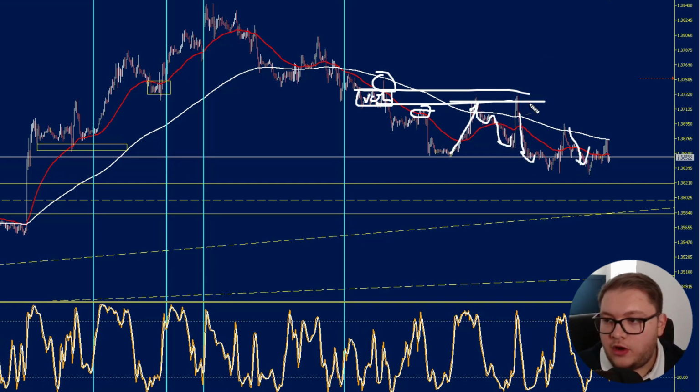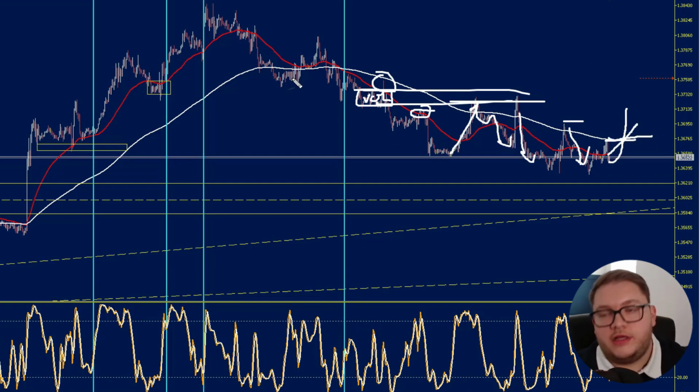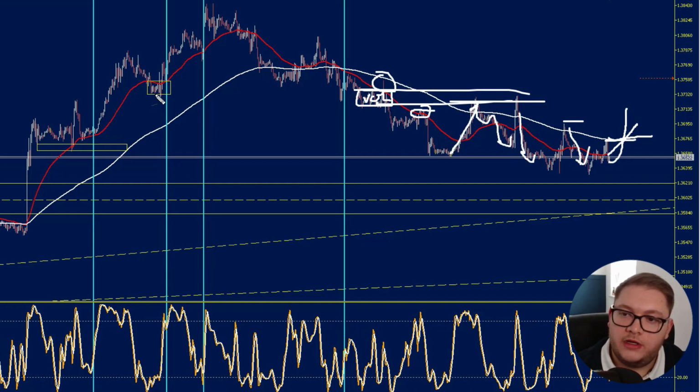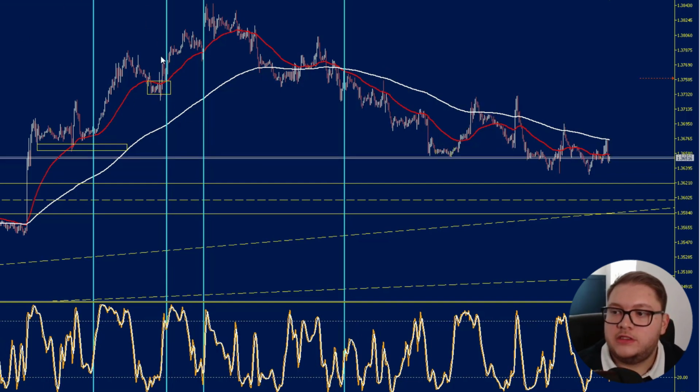So essentially what I would be looking for is this condition to change. If price starts to break higher on the 4-hour chart and we start breaking these highs, we could get a crossover in our averages here, and then you can apply a strategy just like this one in order to try and take advantage of the market. So that's what I'm going to be waiting for.